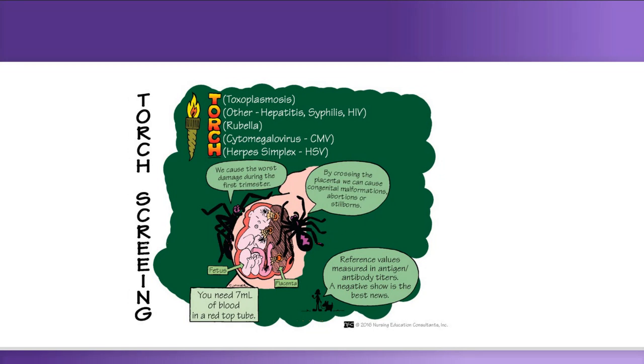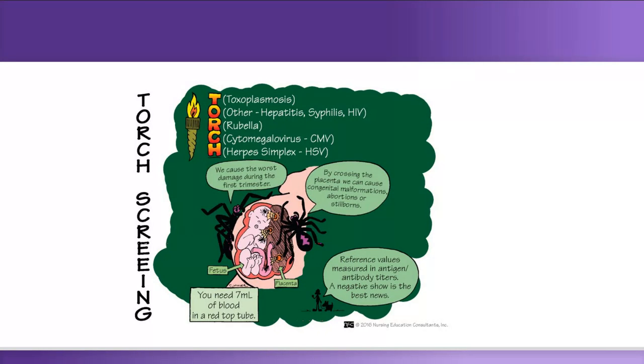O stands for other, which is usually your hepatitis, your syphilis, your HIV. So this all crosses the placenta. The rubella, we talked about that. That's the only one you can actually get immunized for. That's kind of cool. And of course, hepatitis B. Cytomegalovirus can also cause problems during pregnancy if it's acquired, and also herpes simplex virus. So these are things that are also tested for.